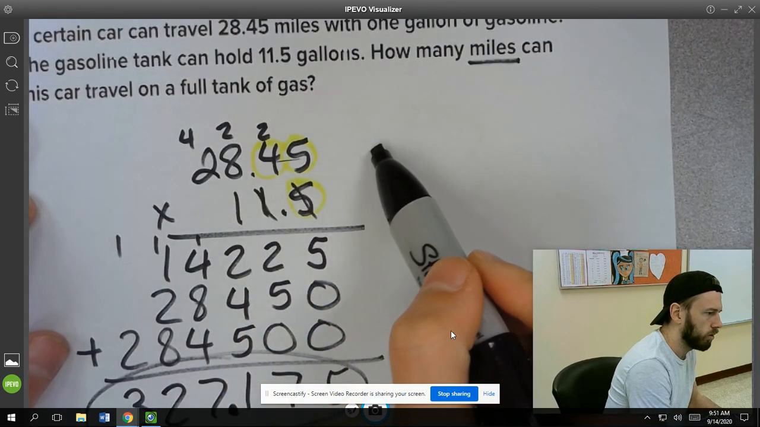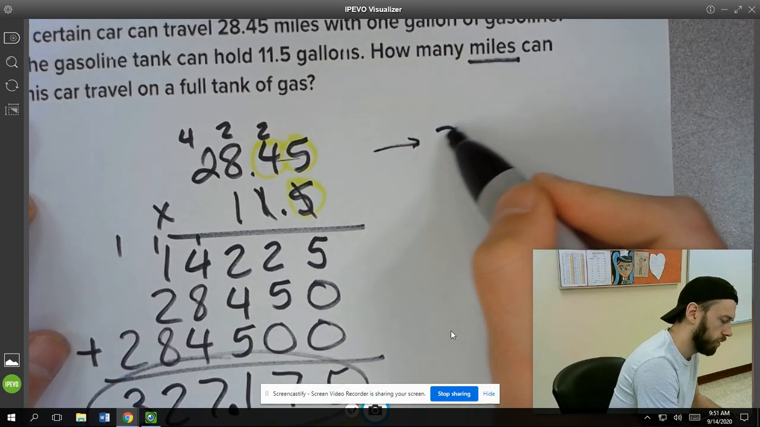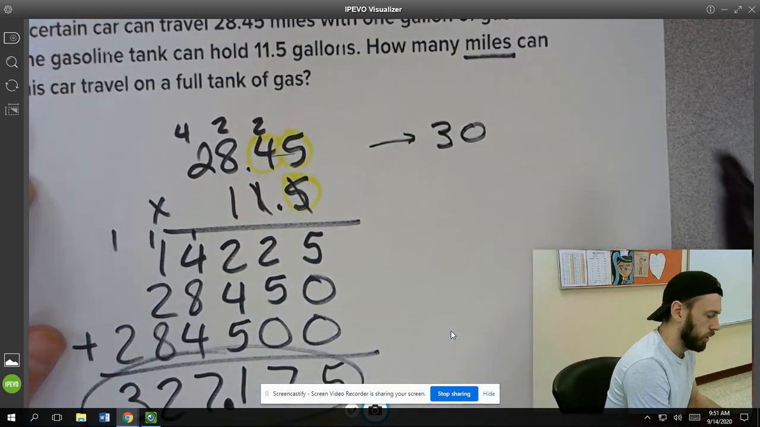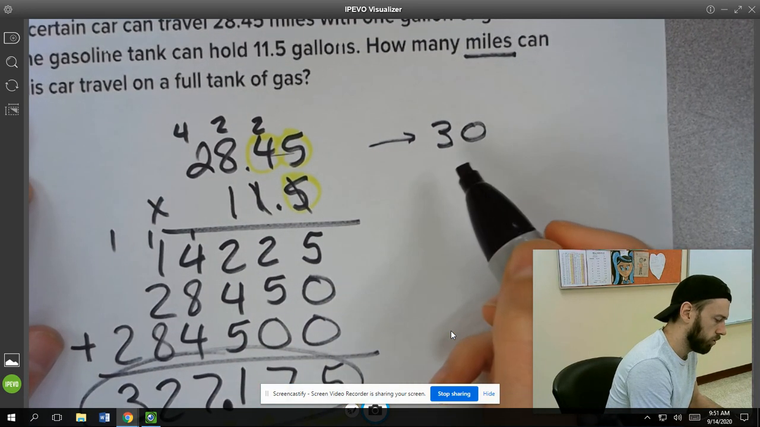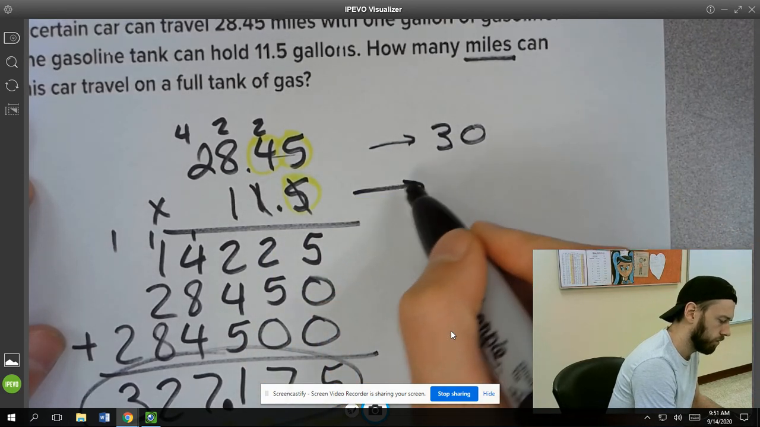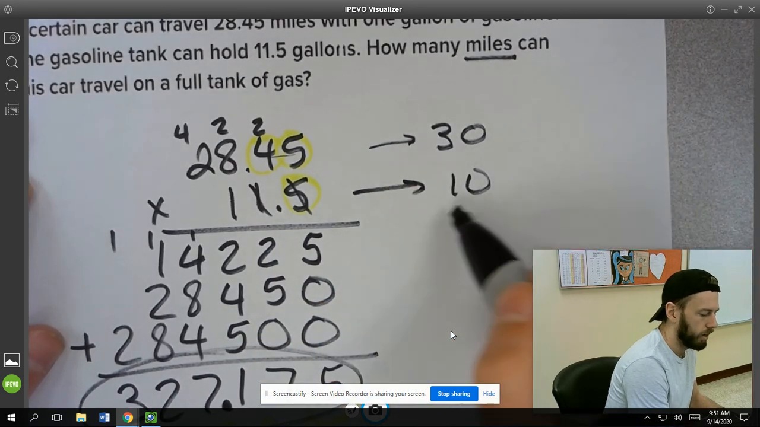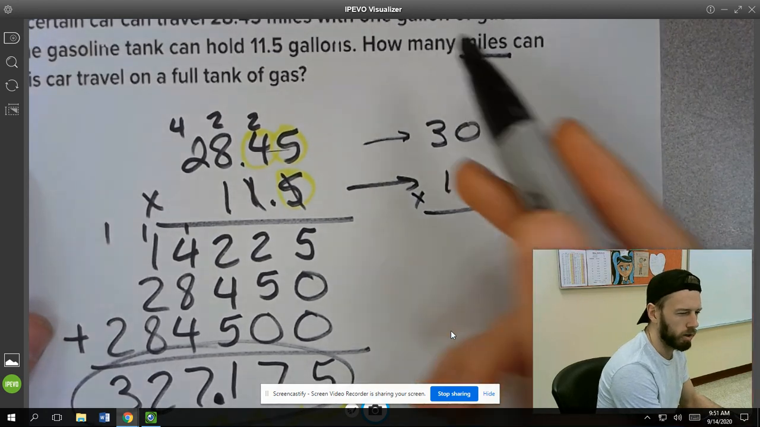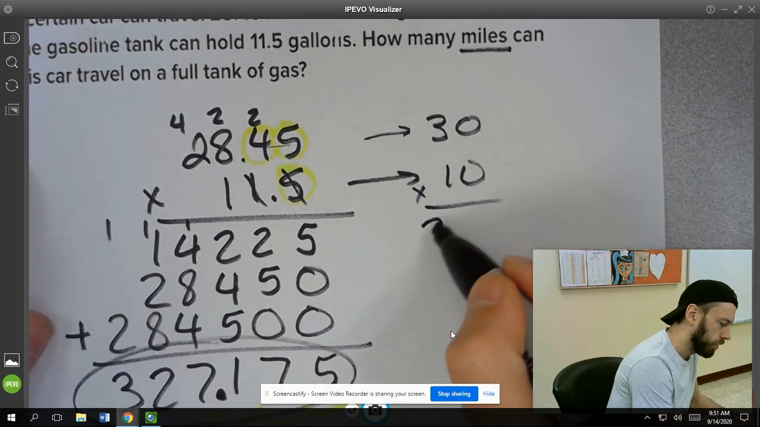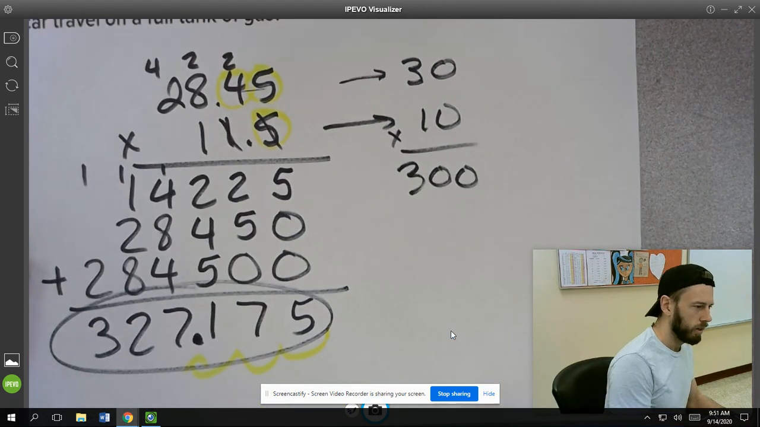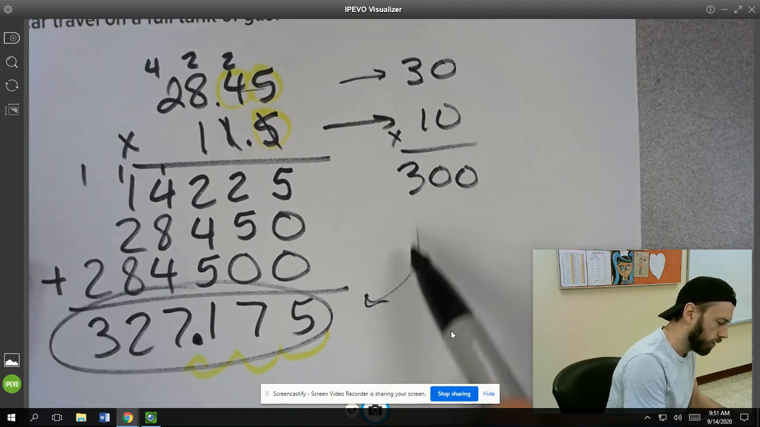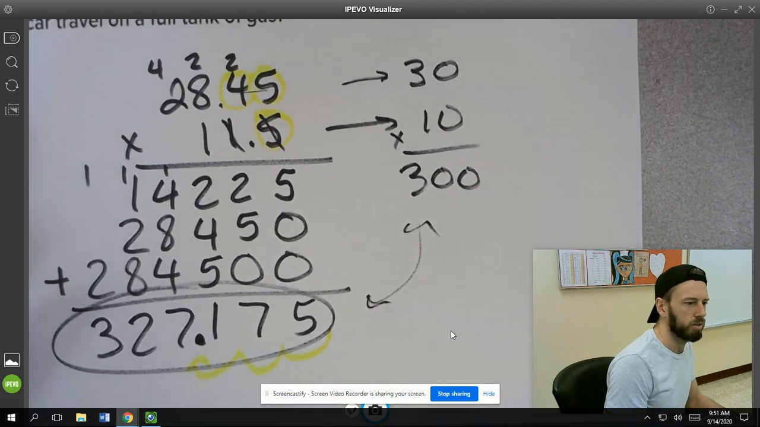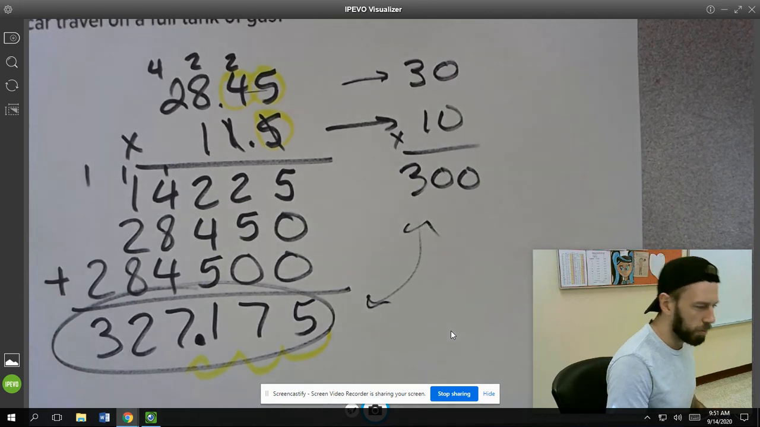And that's a reasonable answer, because if we were to estimate, I would say that this number right here is close to 30. And this number down here is close to, let's say 10, because it's really easy to multiply by. If we just do some quick multiplication in our head, 30 times 10 is 300. And these two numbers right here, they're pretty close together. So I would say that's a reasonable answer, and I would put that down.